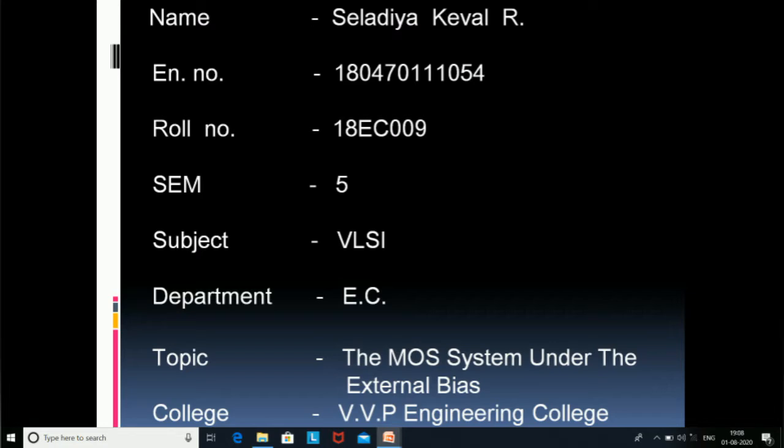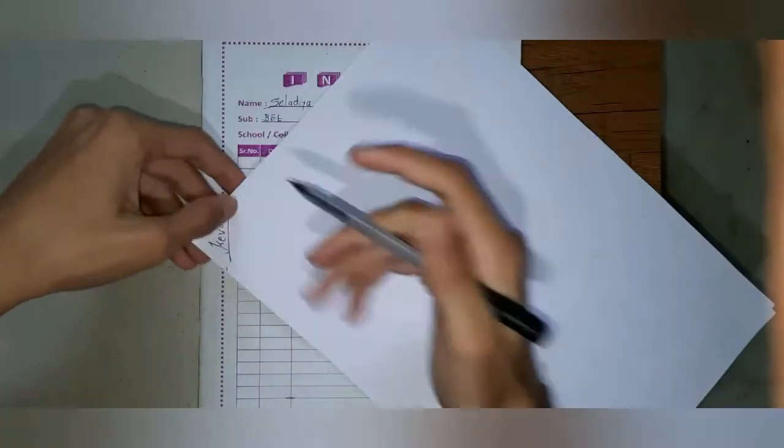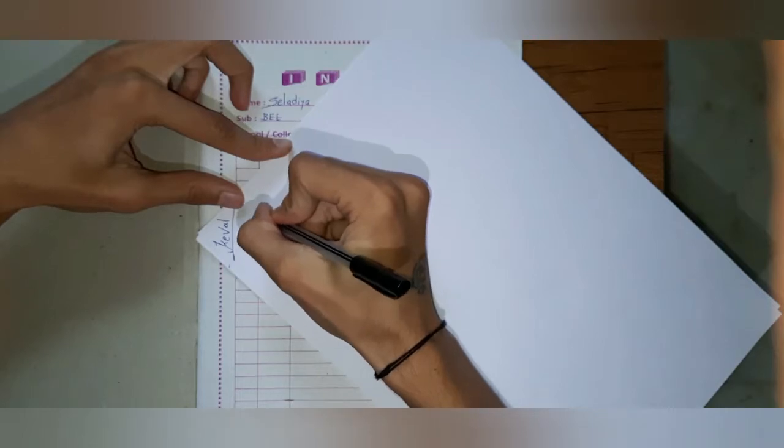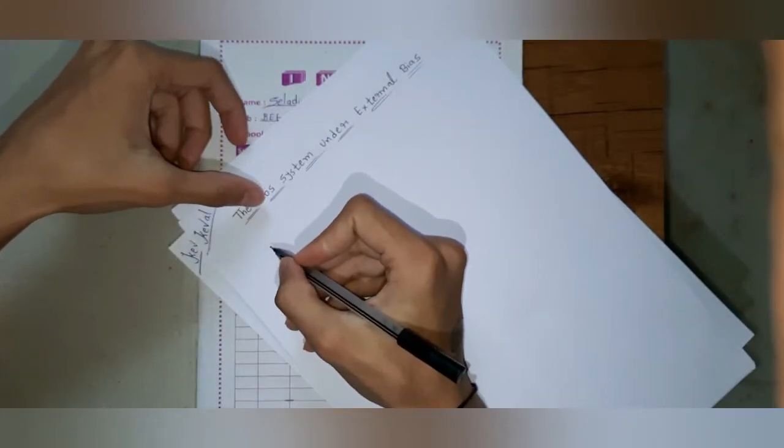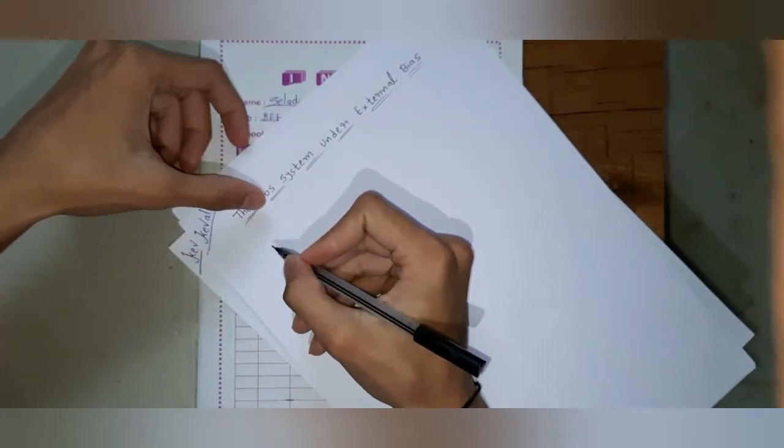Today my topic is the MOS system under the external bias. So first of all, the MOS system under the external bias. Inside a cross-sectional view, the energy band diagram of the MOS structure.